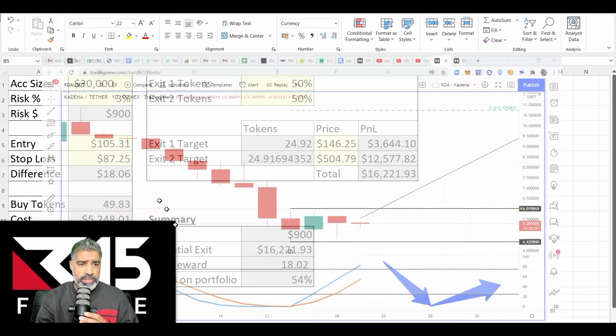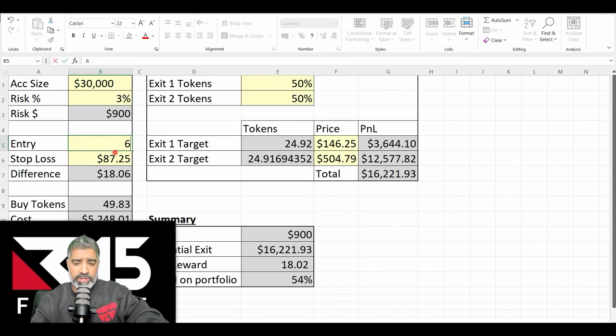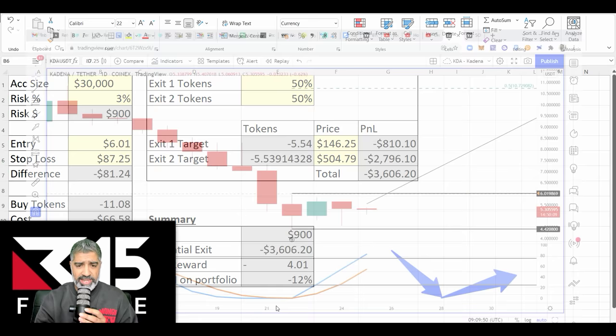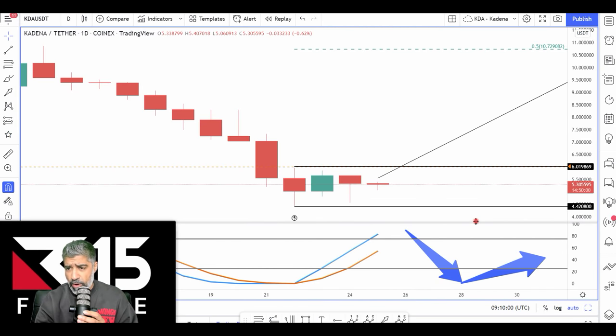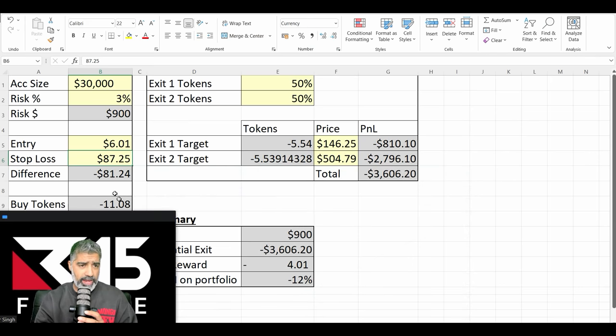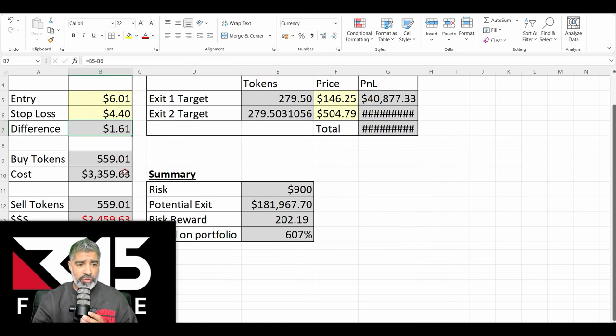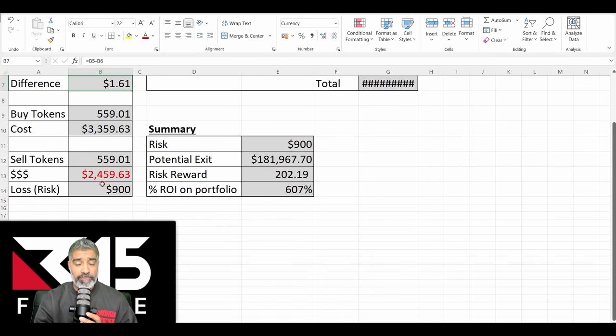So we're just going to put in these numbers in the yellow boxes. 6.01, 6.01. Stop loss is down here. 4.42. Again, we're just going to use 4.40, just a bit below. 4.40. Bam, bam. All right. Then we're going to scroll down and it says, at your current risk tolerance, you can buy 559 KDA tokens. The cost is going to be 3,300. If you do get stopped out, you are going to take a loss of $900.